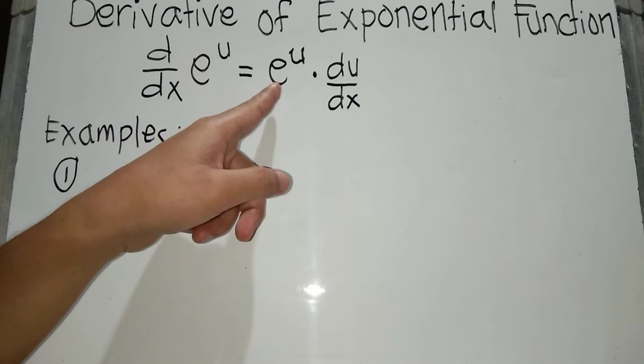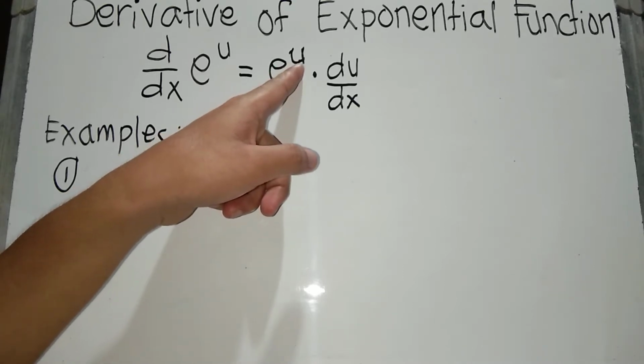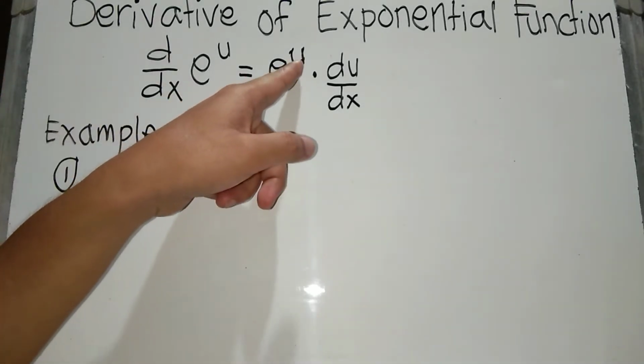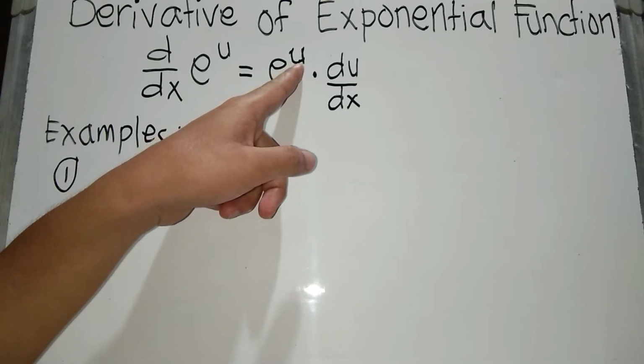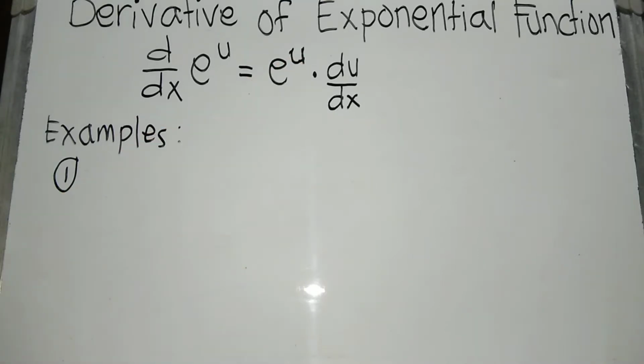Now, the derivative is just copying the original function e to the u and then deriving our exponent u. Our u here could be any function. It could be constant, linear, quadratic, radical, rational, or any function.